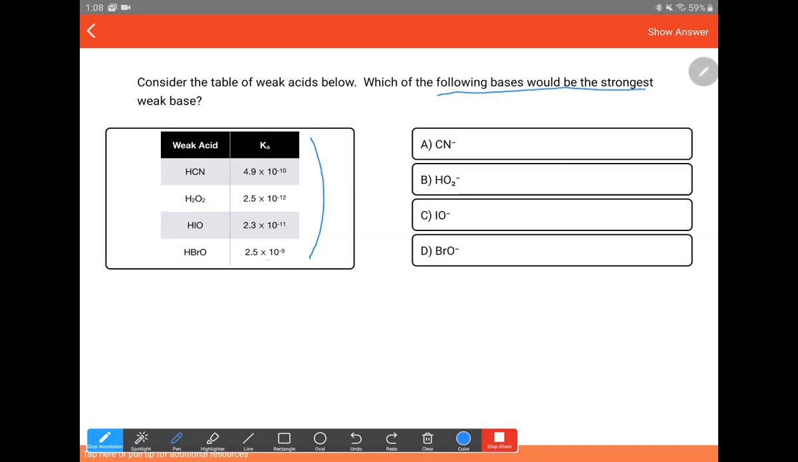Now they're all weak acids if they're under 1, but the ones that are closer to 1 are stronger. So the closest one here would be HBrO. That would be the strongest weak acid. But what this question is asking is which of the following bases. So this is after they ionize. So let's write one for example.